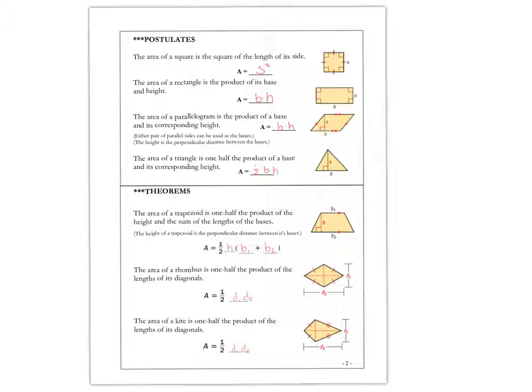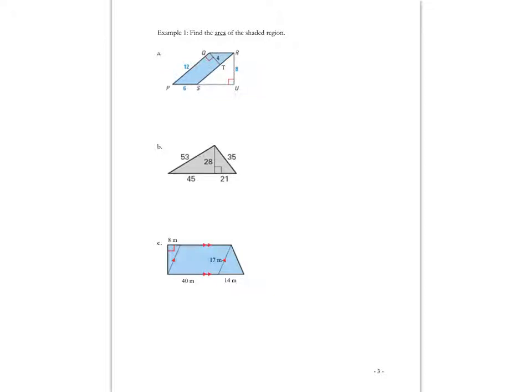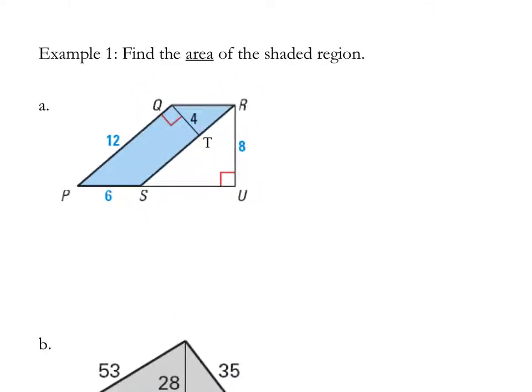And then rhombus and kite have the same formula. It's going to be 1/2 times diagonal 1 times diagonal 2. And so I usually put these brackets on the side, just like how they have there, just so I know how to find the whole diagonal. So now let's just practice. So we are going to find the area.